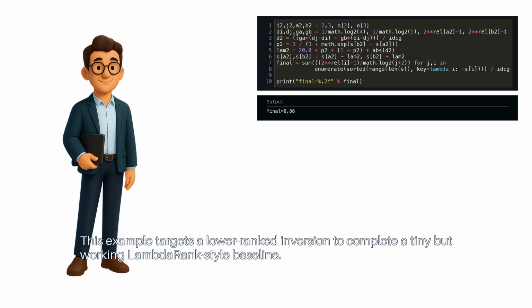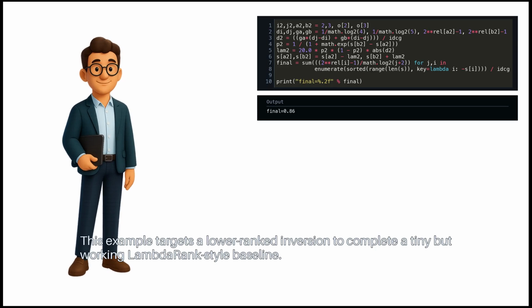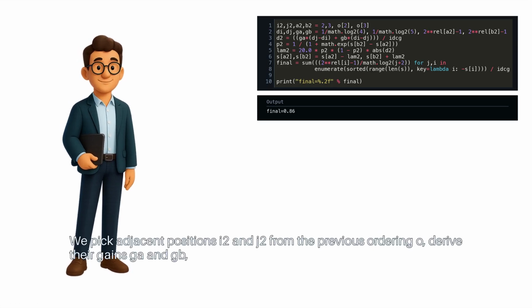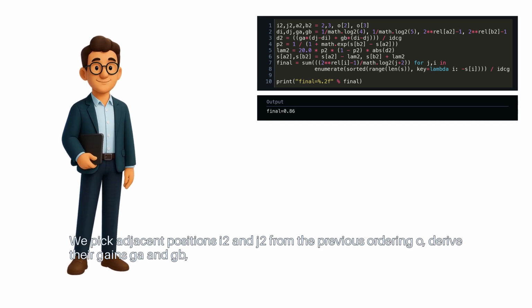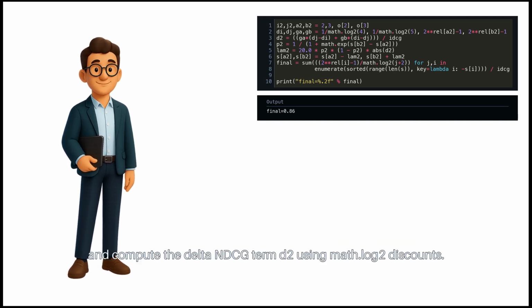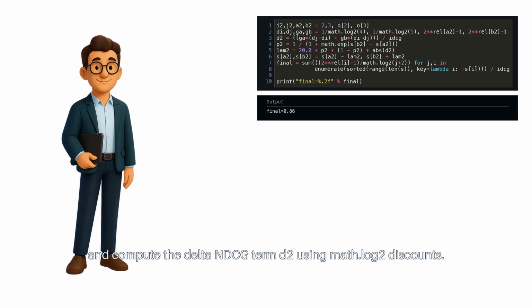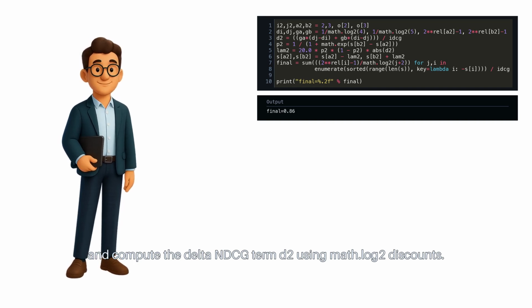This example targets a lower ranked inversion to complete a tiny but working LambdaRank-style baseline. We pick adjacent positions i2 and j2 from the previous ordering o, derive their gains GA and GB, and compute the delta NDCG term D2 using math.log2 discounts.